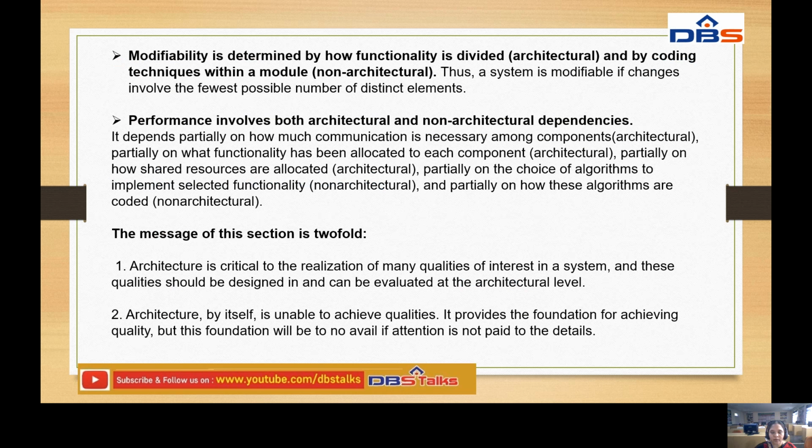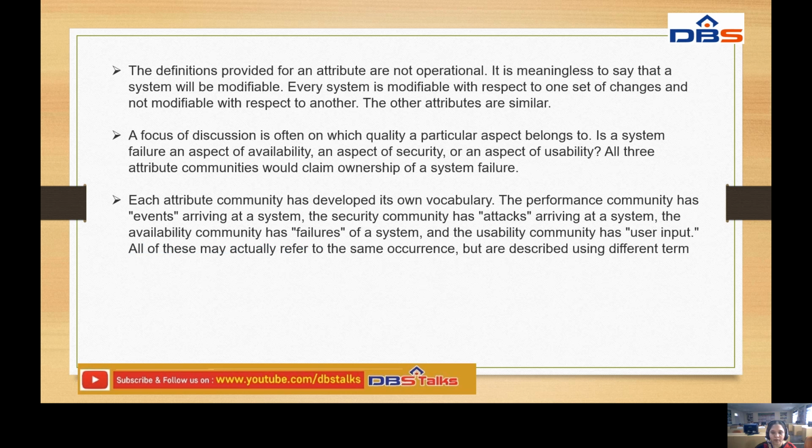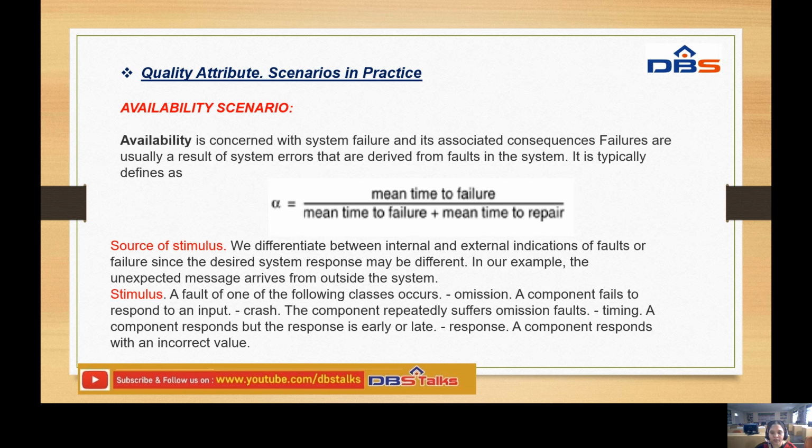We have 6 types of quality attributes: availability, modifiability, usability, testability and so on. We are going to learn each and every one individually. The first one is the availability scenario, as I said in the previous class.